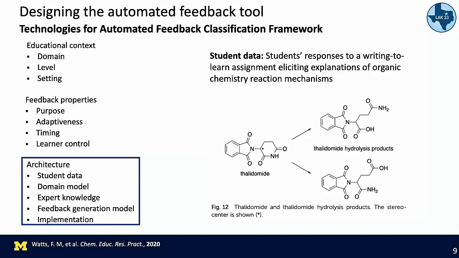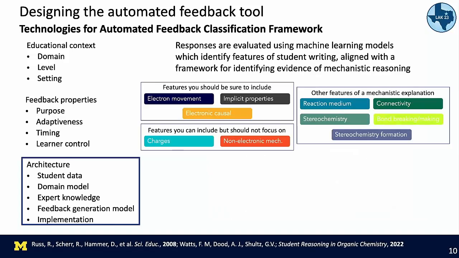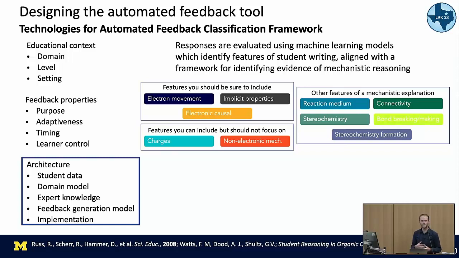And then based on my prior work looking at students' responses to this assignment and a lot of qualitative research that went into reading and analyzing students' writing, we ultimately evaluated students' responses to this assignment using a set of machine learning models that can identify features of students' writing aligned with this framework shown here. So the framework is essentially sort of organized into features of this type of mechanistic explanation that students should be sure to include in their writing.